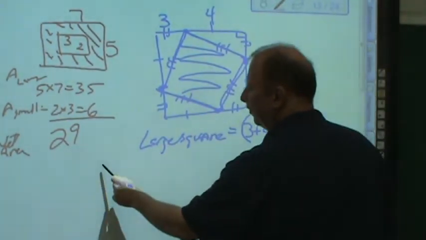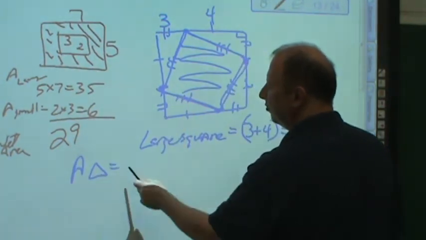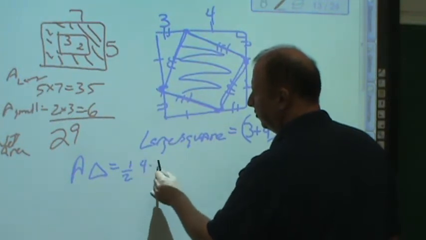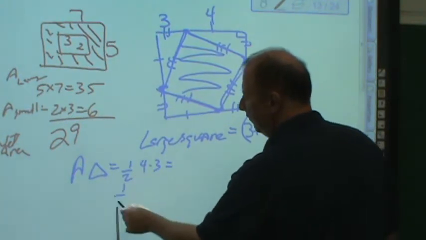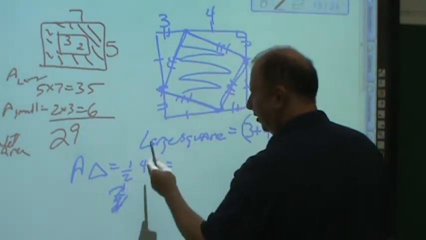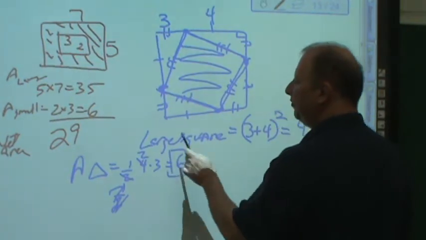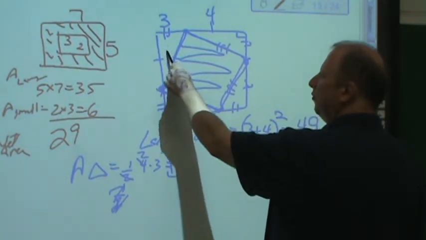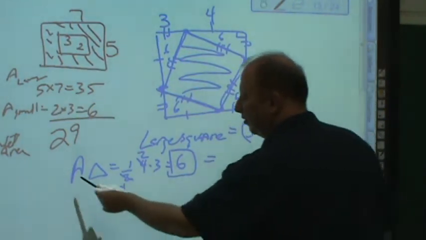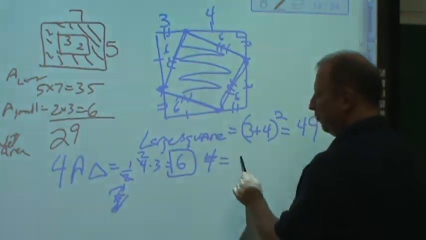Now, what's the area of a triangle? Well, the area of one triangle is 1/2 base times height, which is 1/2 times 4 times 3. I'm sorry, jumping ahead, 12 over 2 is 6. So the area of this is 6. And we have 4 of these. So if we have 4 triangles, 6 times 4 is 24.